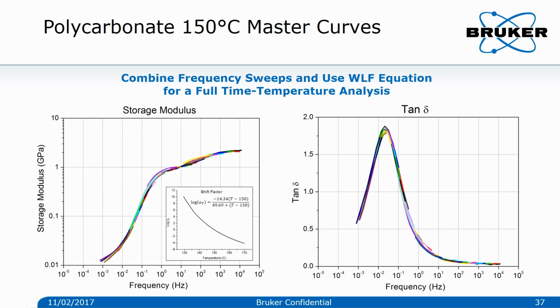The complete description of the polymer behavior is found in a so-called master curve approach that combines different frequency sweeps at different temperatures to one single plot. On the left-hand side, the master curve for the storage modulus is visible, while on the right-hand side, the master curve for tangent delta is visible. This plot summarizes the complex viscoelastic interaction of a polymer at different frequencies and temperatures.